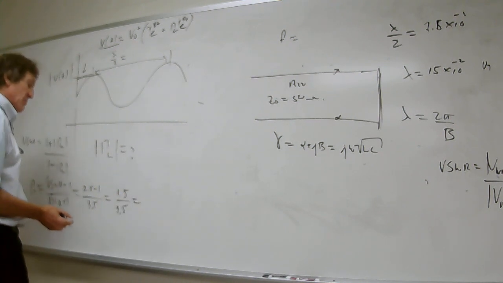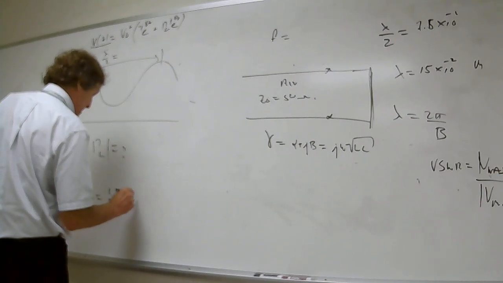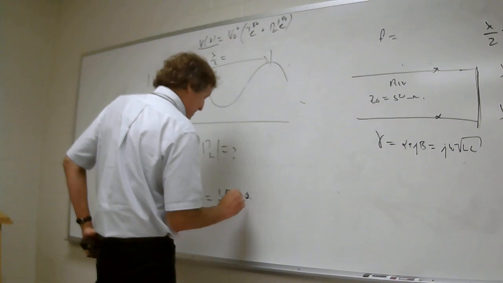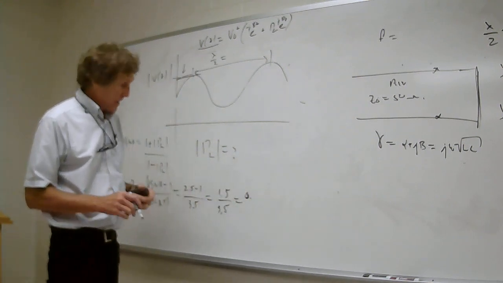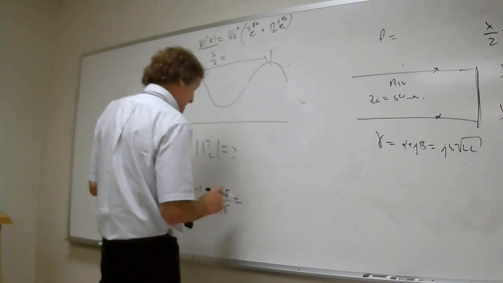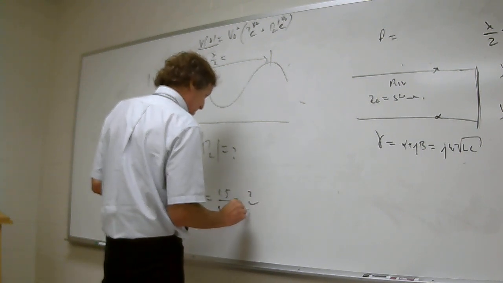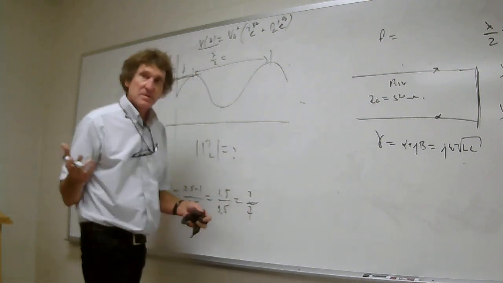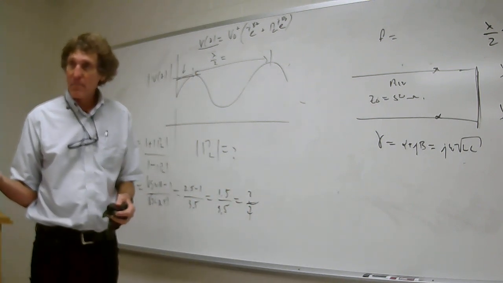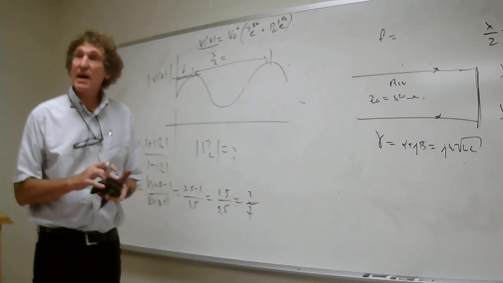That means the reflection coefficient's magnitude is what? Divide top and bottom by 0.5. 15 divided by 5 is 3, 35 divided by 5 is 7, so 3/7. That's 0.43. All right, do y'all see how to do it though?